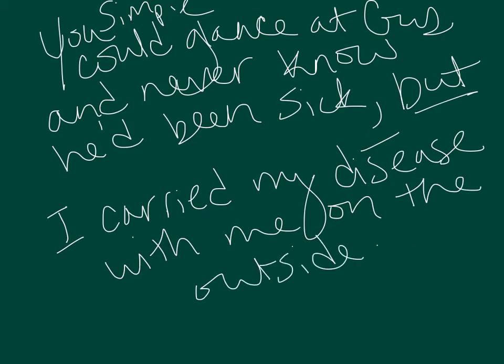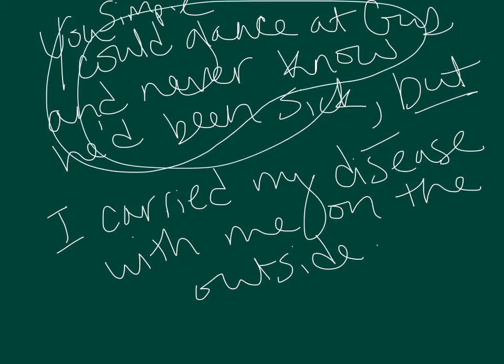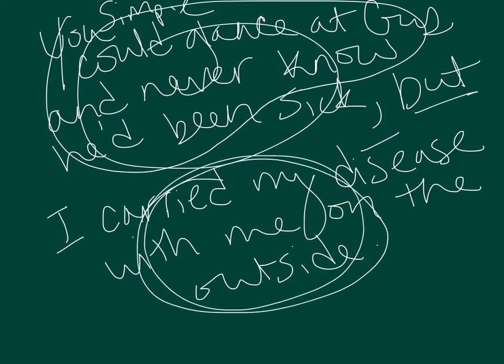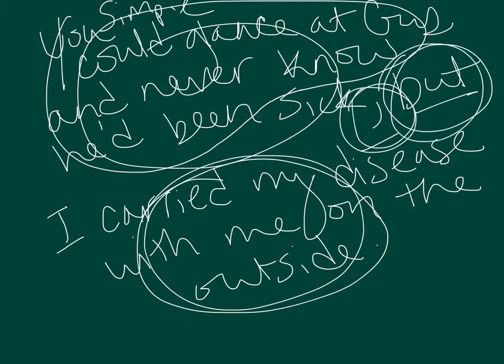Notice that each half of the sentence could stand alone. This part could stand completely alone, and this part could stand completely alone. But when we attach them, we always need a comma, and we always need a conjunction.